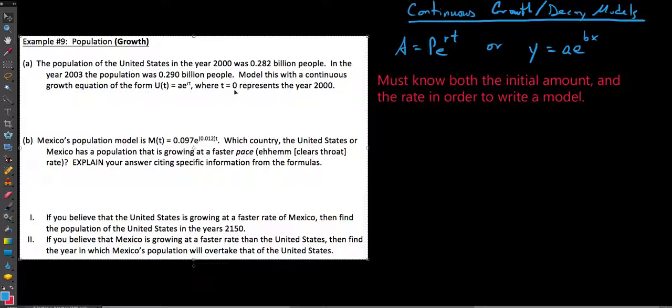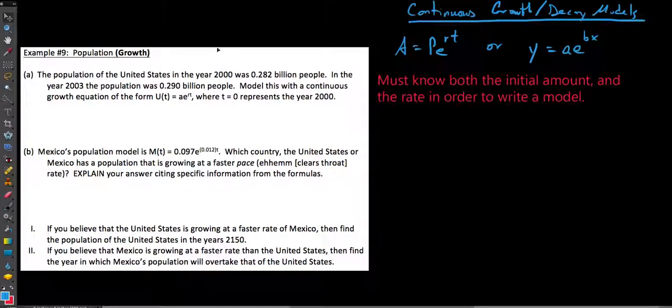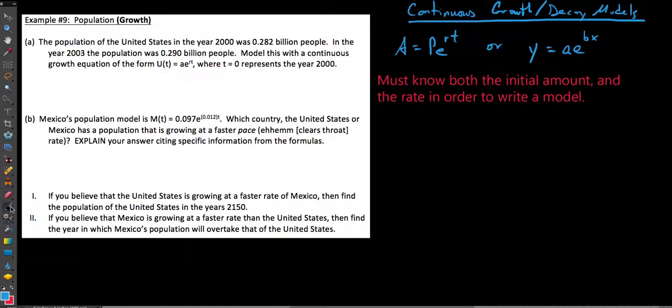First things first, t equals 0 represents the year 2000. So if this is the year 2000 and that's time 0, then this right here is our initial amount. So the only thing we don't know is the rate, but we were given a time and population ordered pair, or data point. Just like in our last problem, that allows us to work backwards to solve for the rate. Let's take a look at part A.